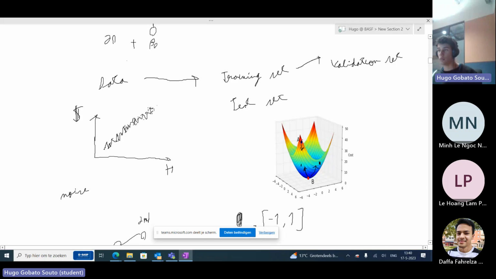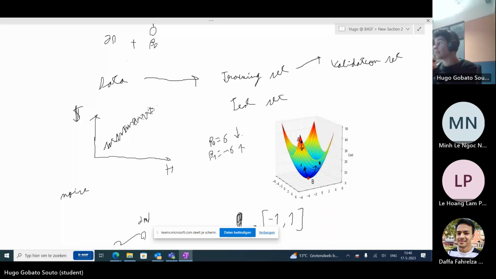Should I go a lot and, for instance, change my weights here? So let's say here at A, the weights B0 is 6 and B1 is -6, right? So here we see 6 and -6, and this is A, right? And the direction here is telling us, hey, B1 needs to increase and B0 needs to decrease. This is what you are learning. So now we know one needs to increase, the other needs to decrease. And then comes the question, how much?